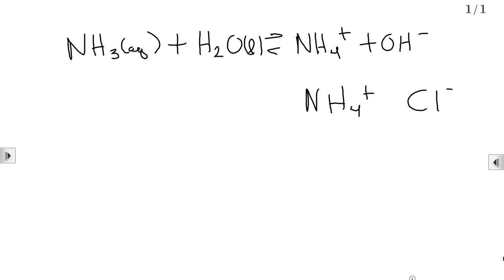Now, if I add ammonium chloride, first of all, the chloride is the conjugate base of a strong acid. Is this going to affect pH at all? No. No.